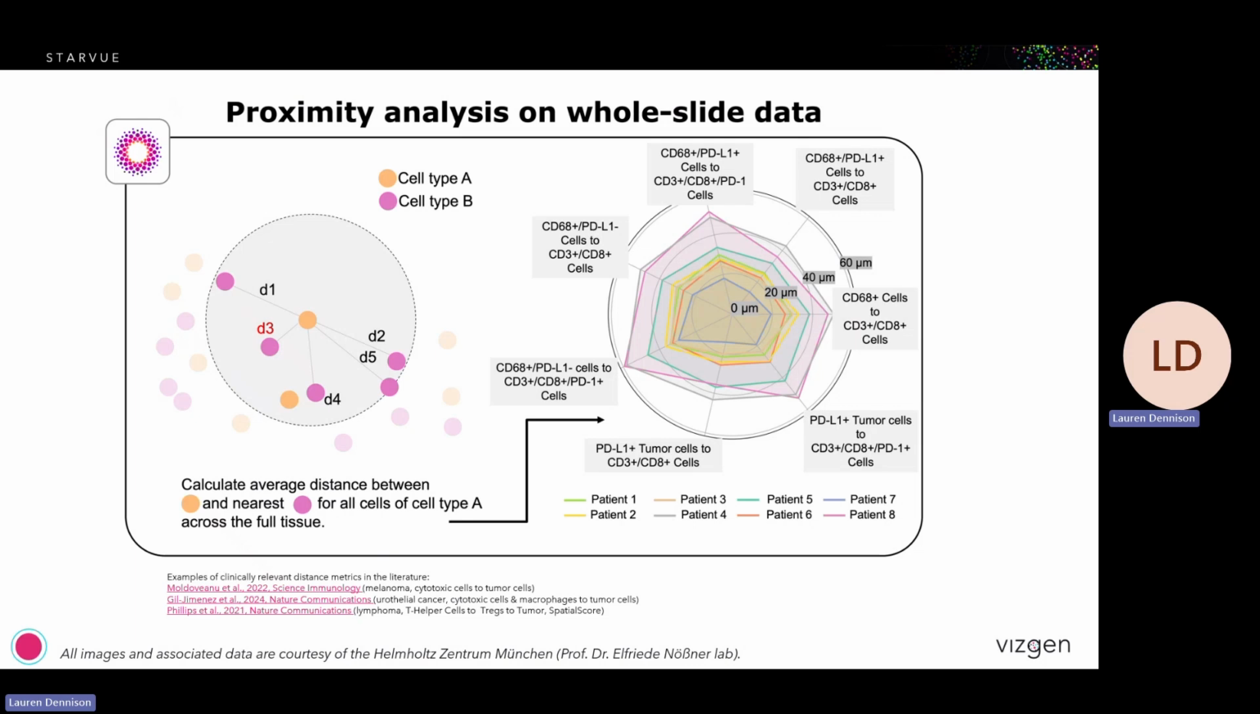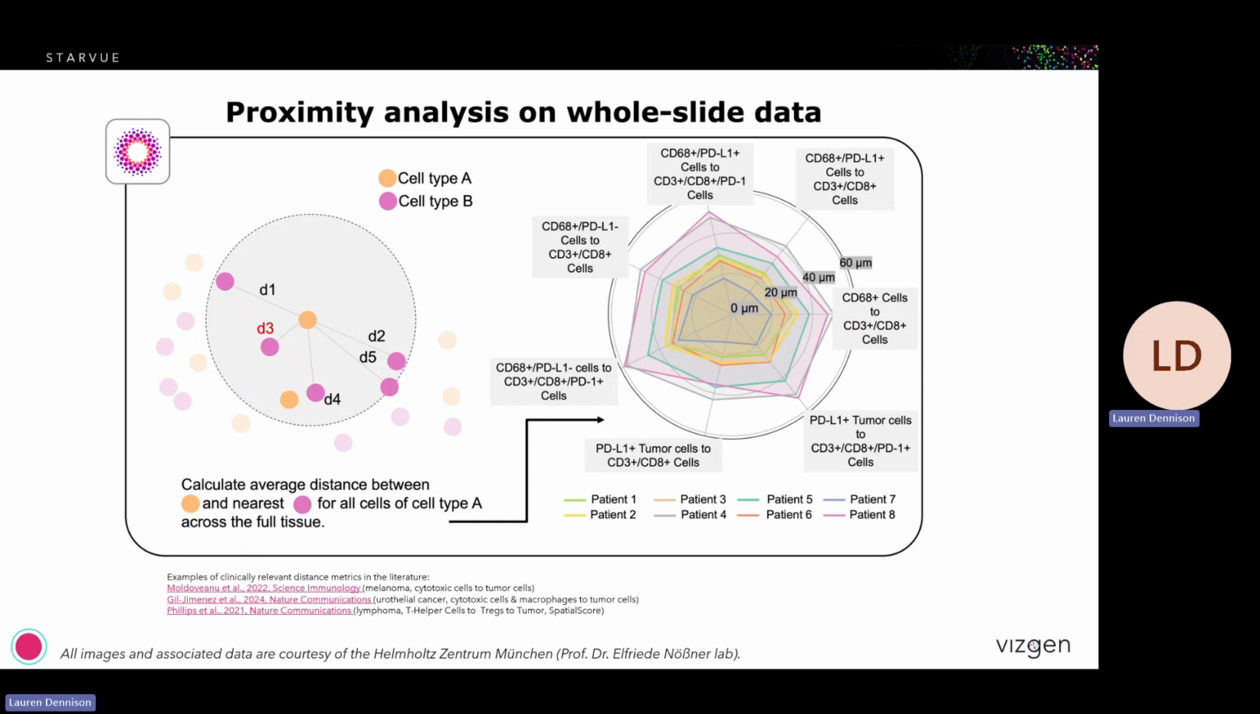So this is just an example, the collaboration we did with Frieda Nössner's lab in Munich. And here on the left side, you can imagine that the yellow cell would be a tumor cell and the magenta cell would be an immune cell, say a cytotoxic T cell. And then one score that we implemented is calculating the average distance between a tumor cell and its nearest cytotoxic T cell, and doing that across the millions of cells that we have in the tissue.